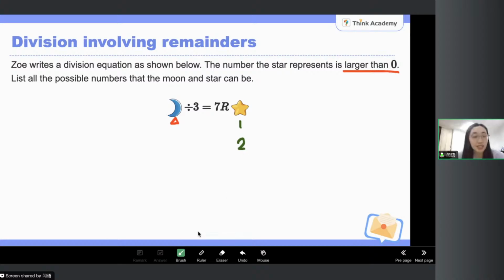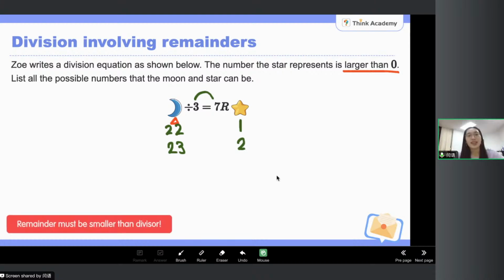So following this, let's just check one by one. If the star equals 1, then we can get 3 times 7, which is 21. 21 plus 1, then the moon is 22. And what about if the star equals 2? Then 3 times 7, 21. 21 plus 2, you will get 23, okay? So actually you see that we only have 2 possible values for the moon and for the star. Easy? So this is the key point, that is the remainder must be smaller than the divisor, okay?